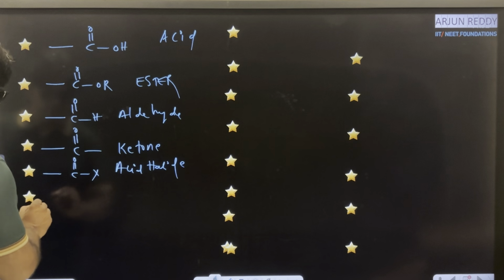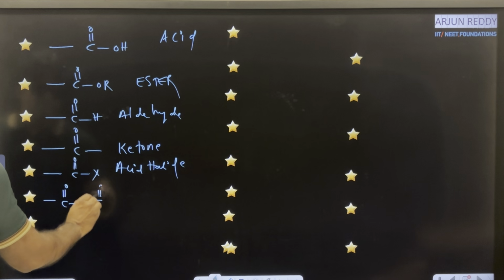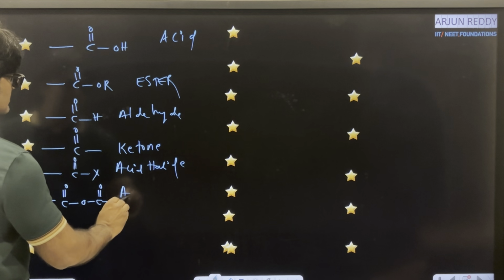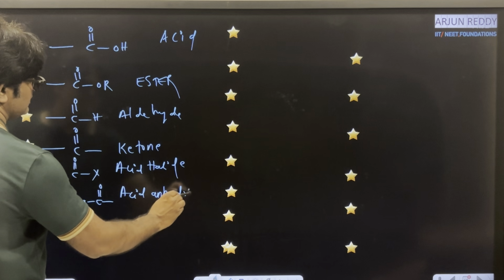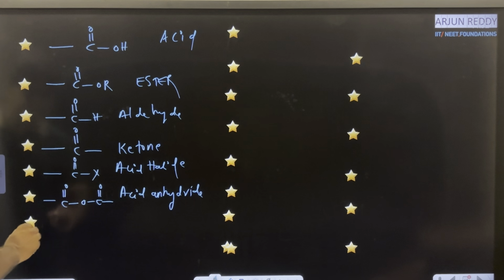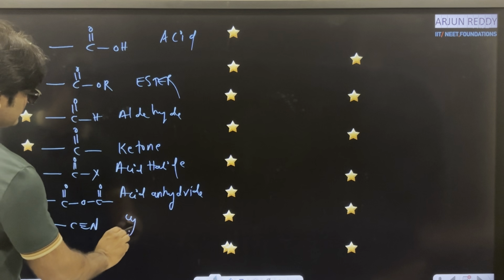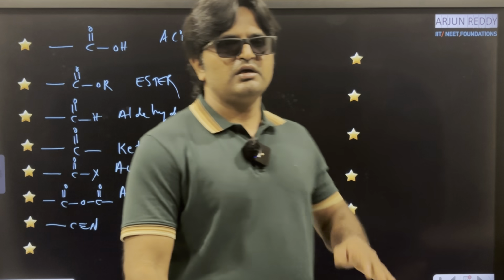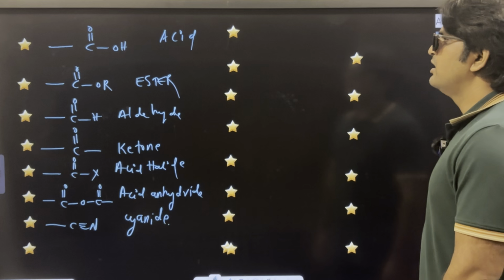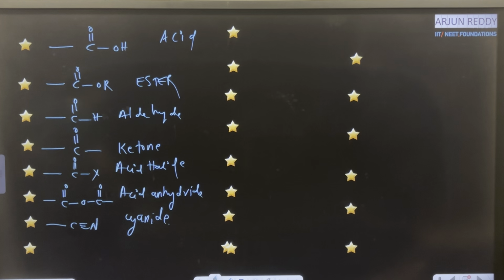Next, another one, C double bond O, O C double bond O. This one is acid anhydride. For example, CN is given. What is the name of this functional group? Cyanide. Just normal names we are writing. I am not going into IUPAC nomenclature. So is it visible? Cyanide. Yeah, okay, no problem.